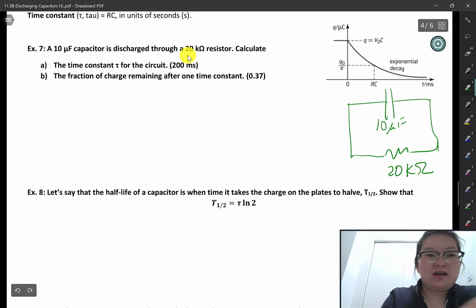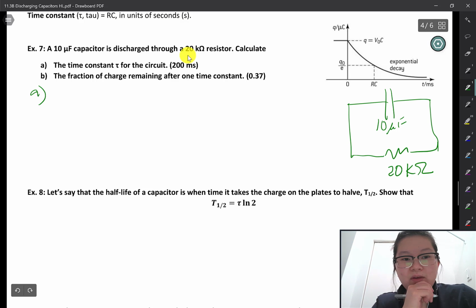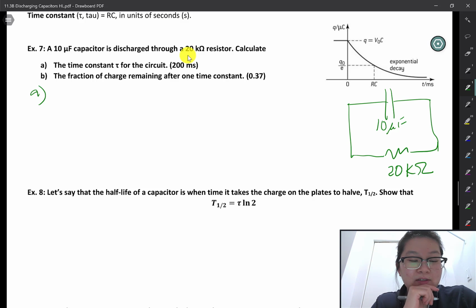Let's go ahead. Okay, what is the time constant for the circuit? We're going to learn about the time constant in B, so I'm going to save that for a bit. But essentially, the time constant is a number that dictates how fast a capacitor discharges. So the smaller the time constant, the faster it's going to discharge. So that is what it is.